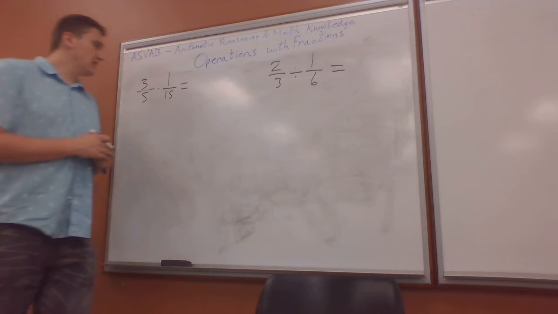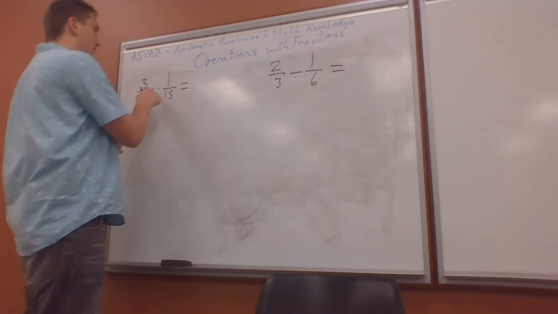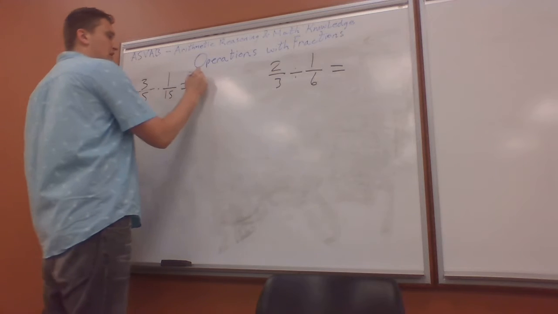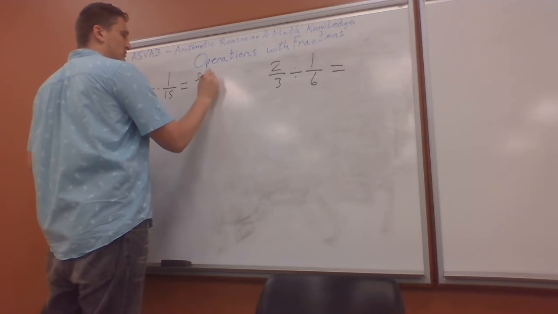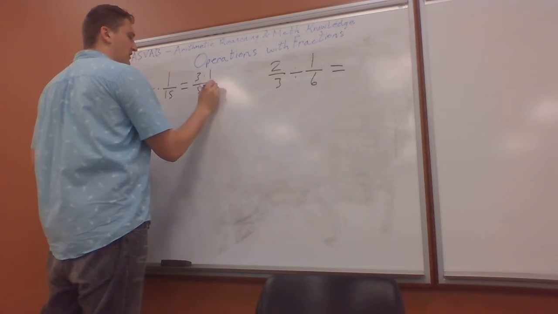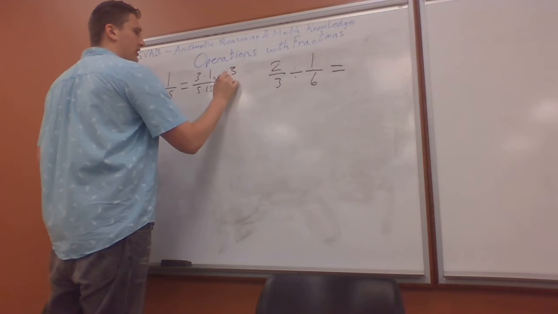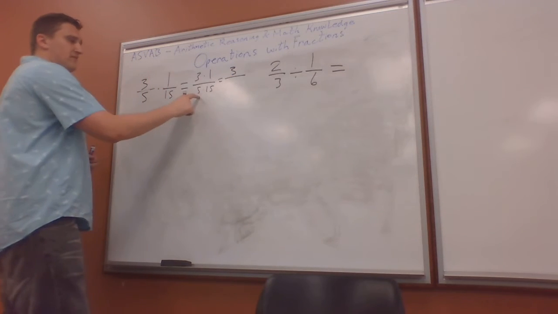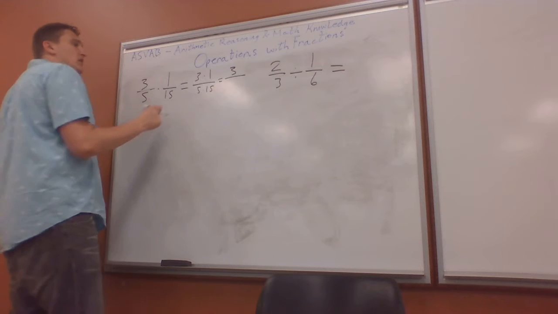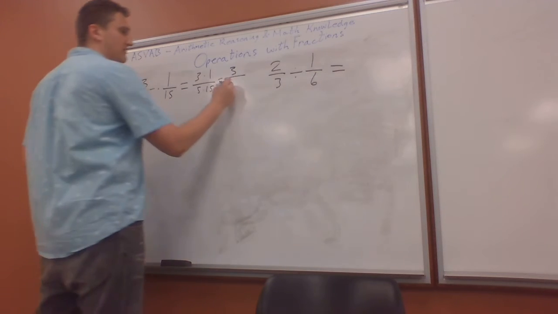Hopefully you paused the video and were able to figure these out. 3/5 times 1/15 is just going to be 3 times 1 over 5 times 15, which gives me 3 over, let's see, 5 times 10 would be 50, plus 5 times 5 is 25, so 75.